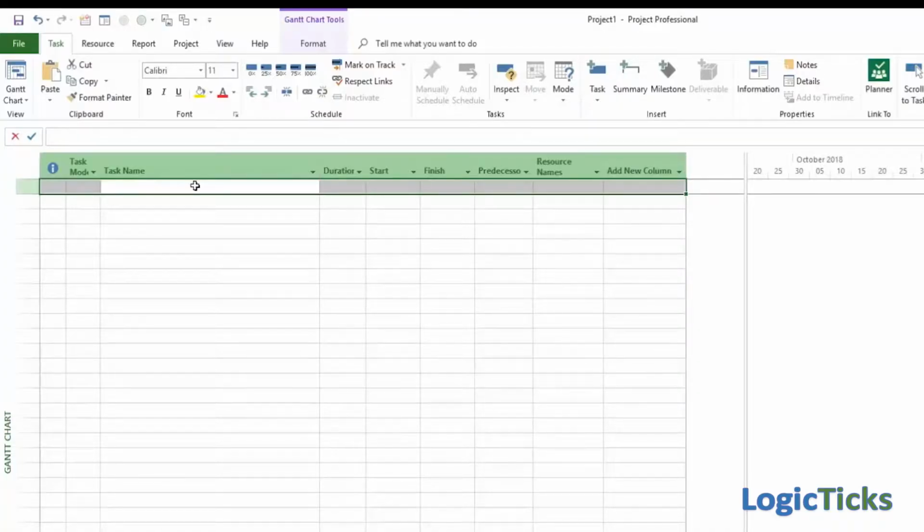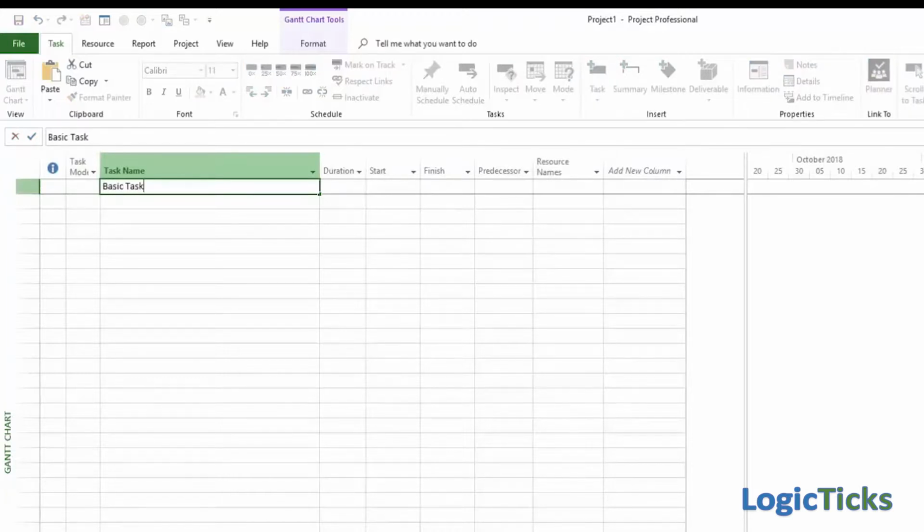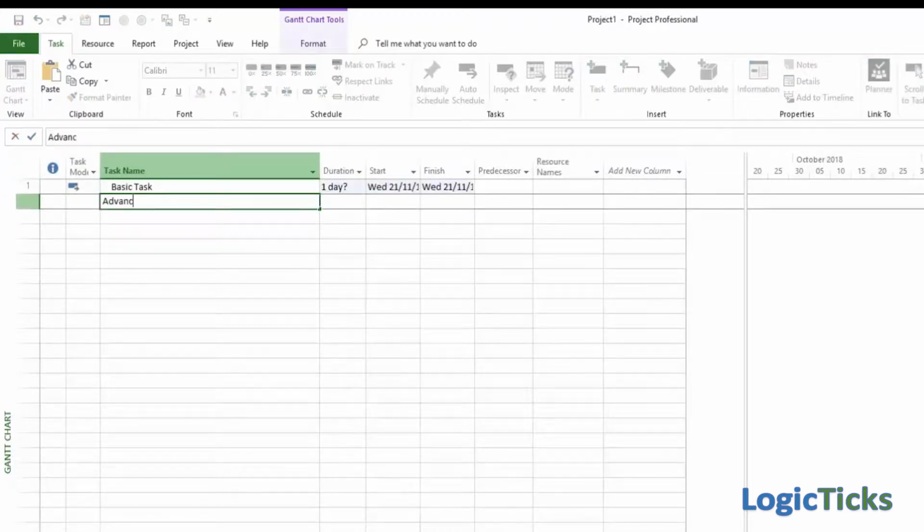Assigning resource costs, and how you can assign different resource costs, and how you can take account of any increases in rate or promotions or any special rates for particular tasks. So we start by defining two tasks in a very simple plan. We've got a basic task and an advanced task.